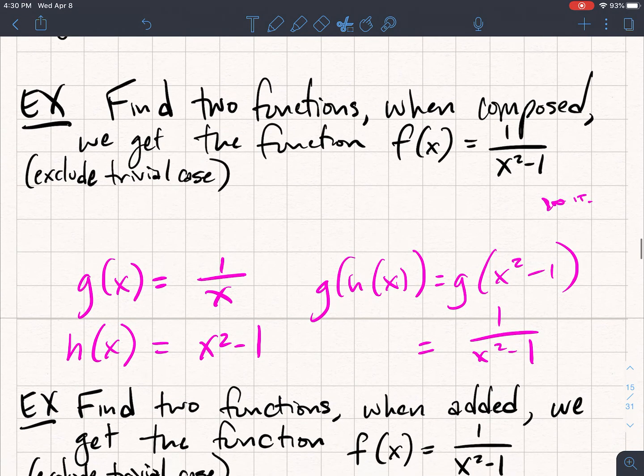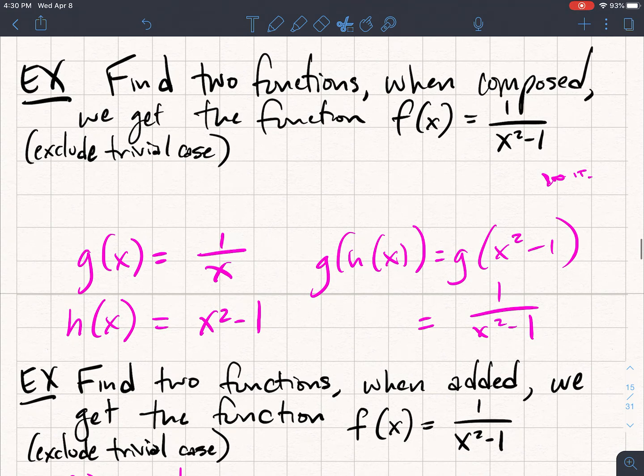Next problem. Find two functions. When we add them, you get the same function f, 1 over x squared minus 1. And again, exclude the trivial case. Pause the video. Find two functions. When you add them, you get that function f.